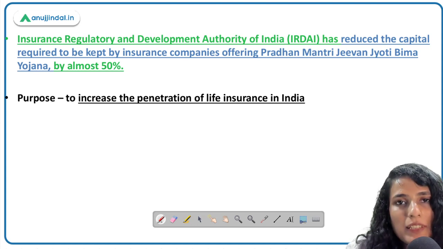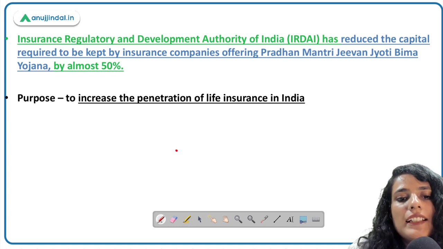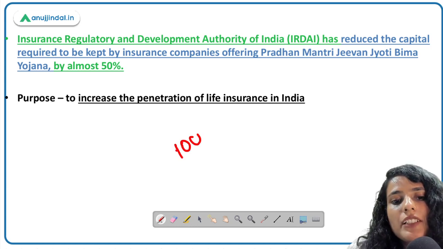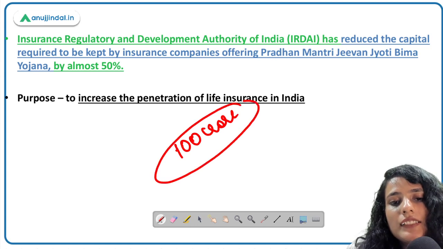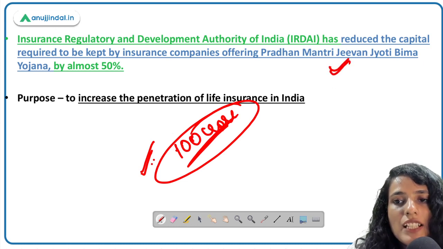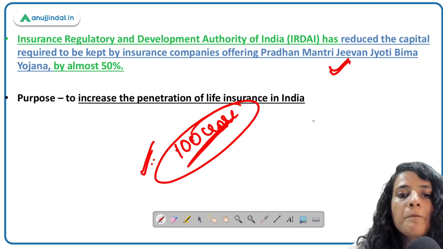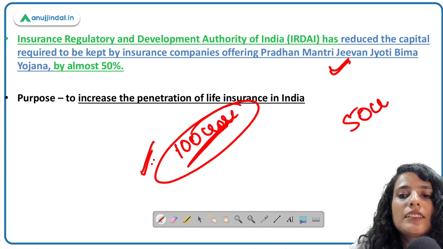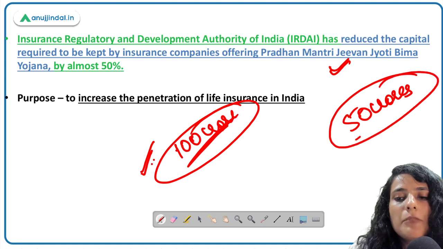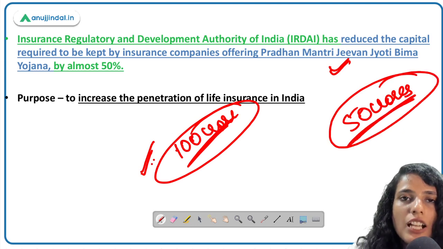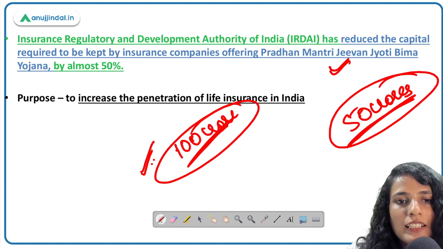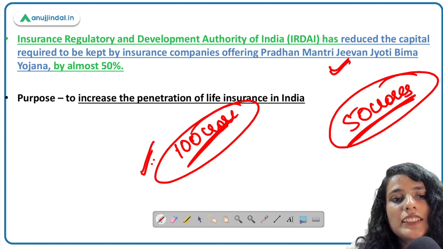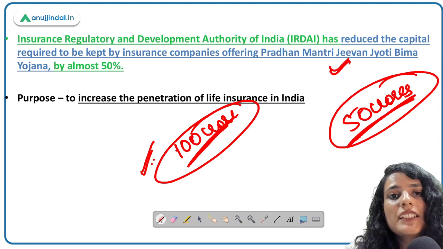I can explain with an example: earlier a company's basic capital requirement was 100 crore, and only an insurance company with a capital of 100 crore was allowed to offer the Pradhan Mantri Jeevan Jyoti Bima Yojana policy. Now that requirement has been changed, and companies whose capital is rupees 50 crores can also offer the same policy to prospective buyers.